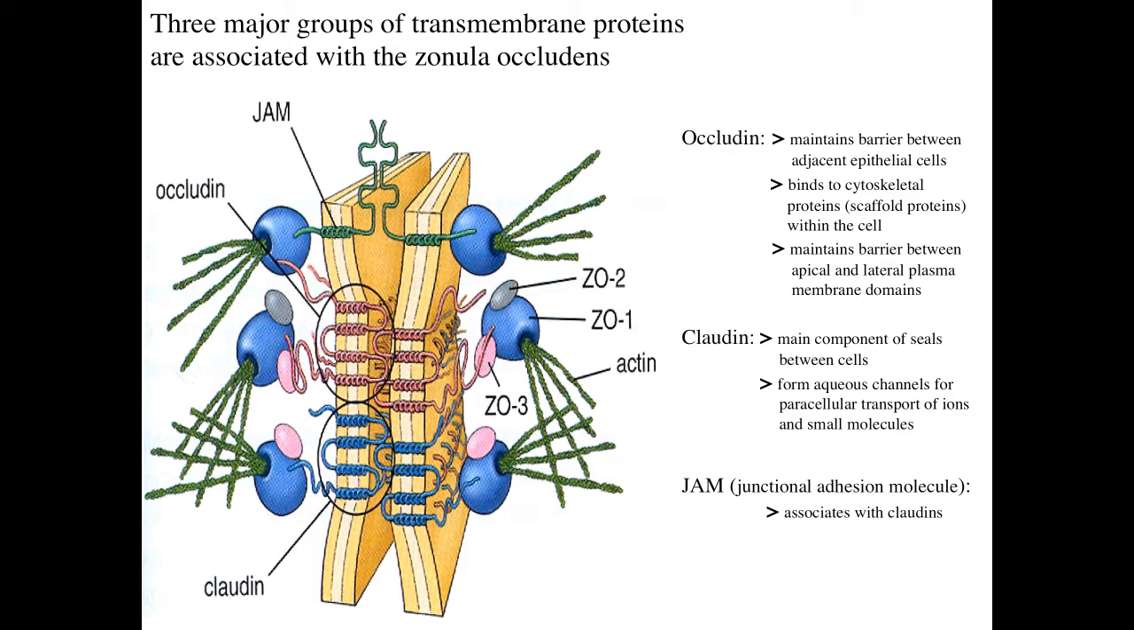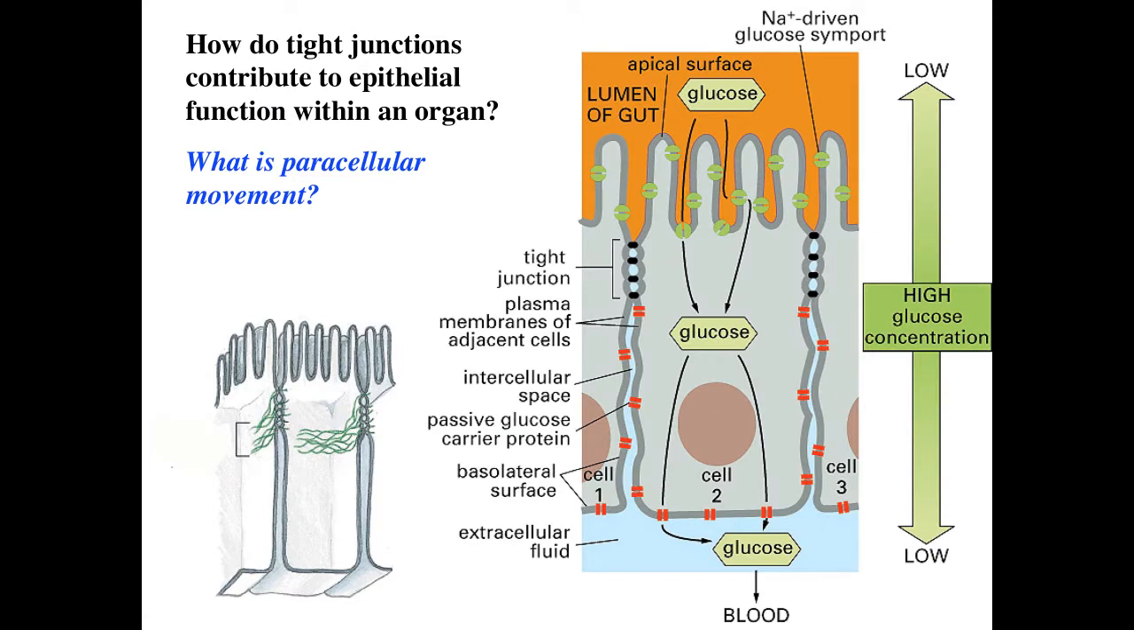They can form aqueous channels for paracellular transport of ions and small molecules, and we'll come back and tell you what paracellular transport means in a few minutes, and we'll contrast that to transcellular transport. And then finally, there are these JAM proteins, or junctional adhesion molecules, that actually associate with the various Claudin proteins. We've seen a version of this slide in a previous presentation.